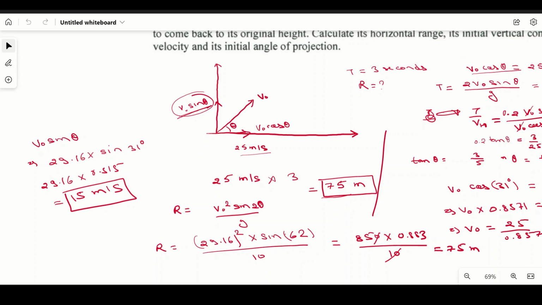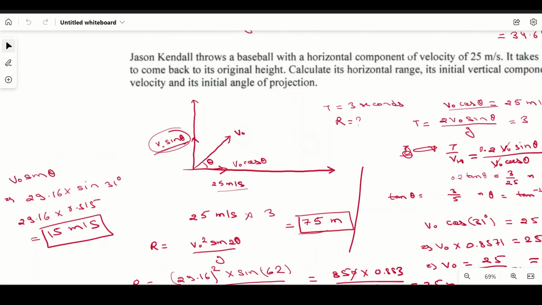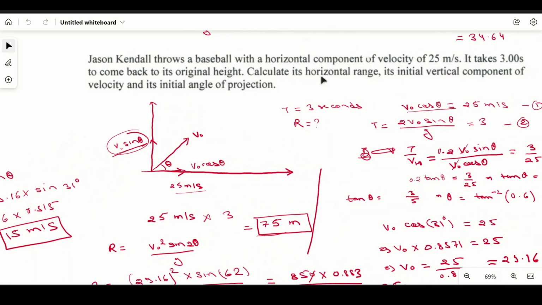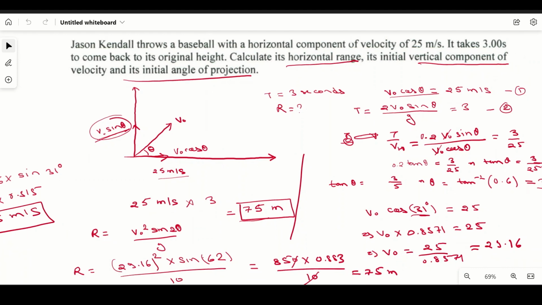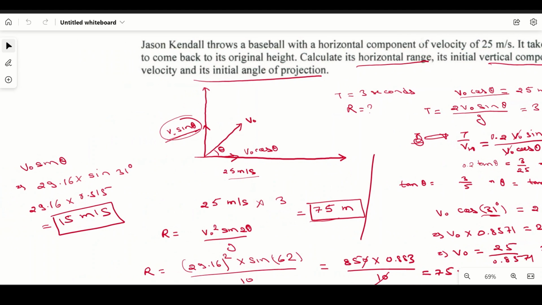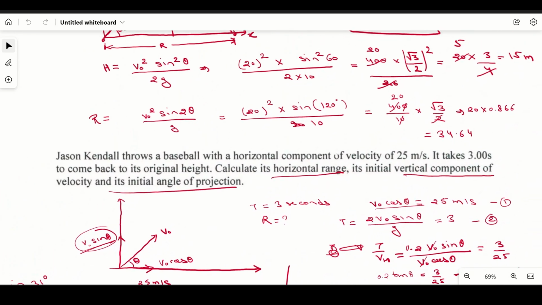This is the initial vertical velocity component. What else do we have to find? Calculate the horizontal range. We have already calculated 75 meter. The initial vertical component of velocity is 15 meter per second, and the initial angle of projection we have already calculated as 31 degree. So you can see that we have calculated all the values in these two problems.